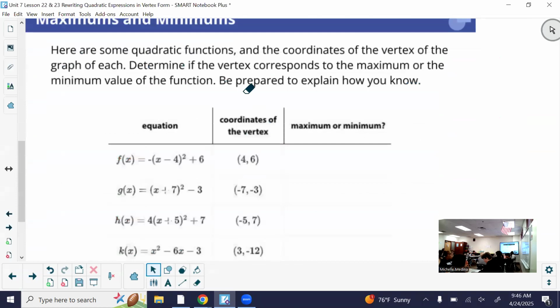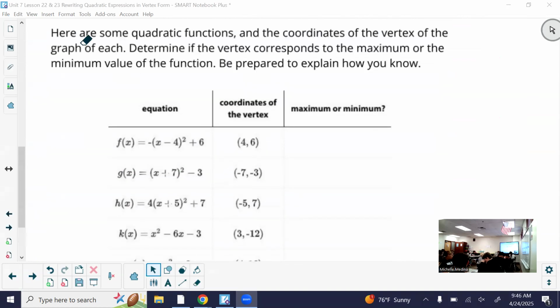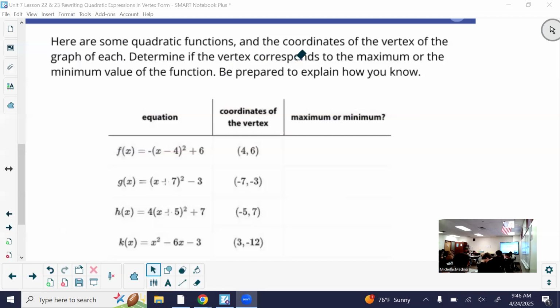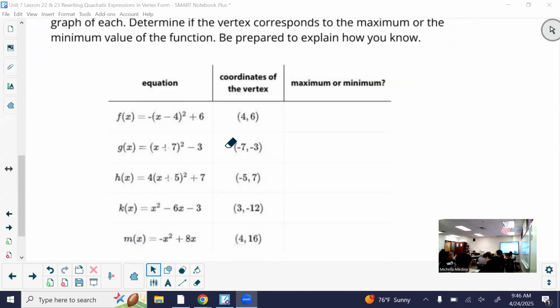All right, so maximums and minimums. We have some equations of quadratics, and we're giving you the vertex, although you should be able to tell what they are from at least the first 3 without them giving it to you. But still, they gave you the vertex. You need to determine if the vertex corresponds to the maximum or minimum value of the function and be prepared to explain how you know.